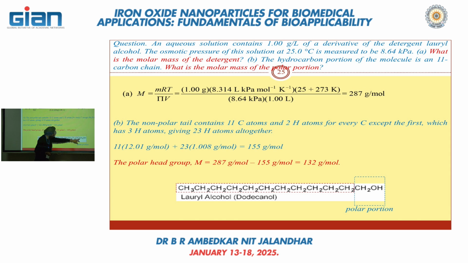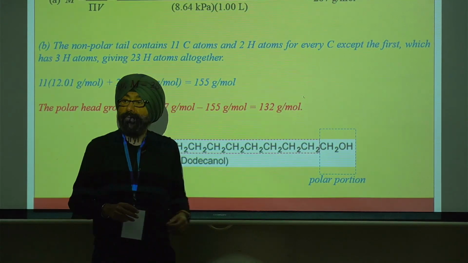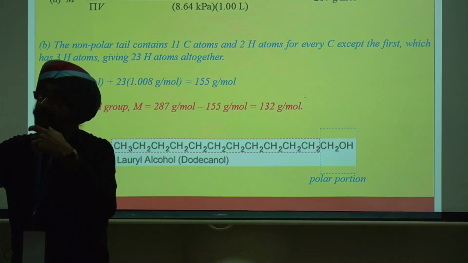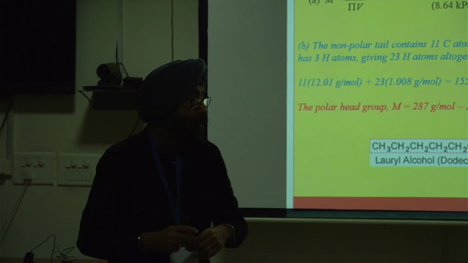This should be the formula mass of the polar portion, but this is very, very contradictory. Carbon is 12, hydrogen 1, oxygen is 16. If you add them, you won't get 132, right? So what is the problem? There is no problem with the calculation. The problem is that here we are talking about the dry portion of the polar part. This is including the water molecule because the polar portion also includes the hydration shell. So that includes the water molecules which are associated with the polar portion.